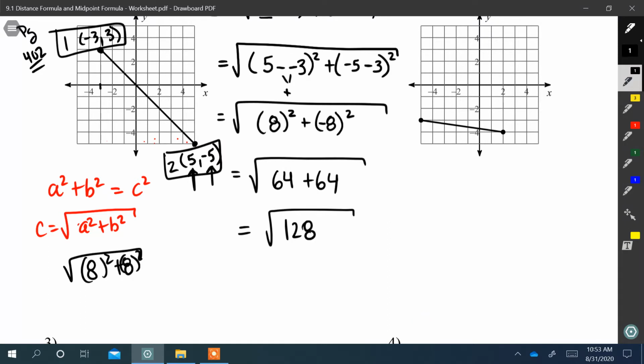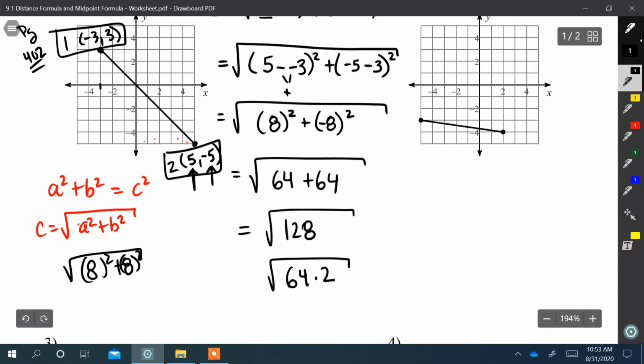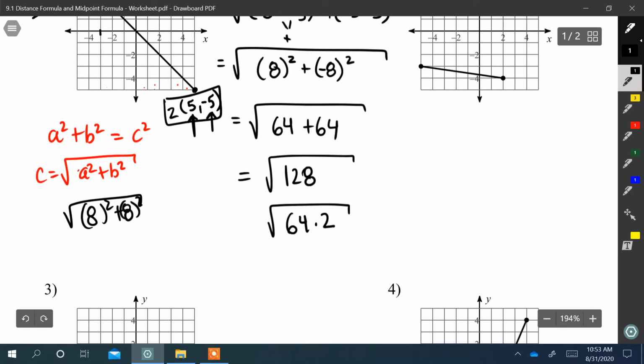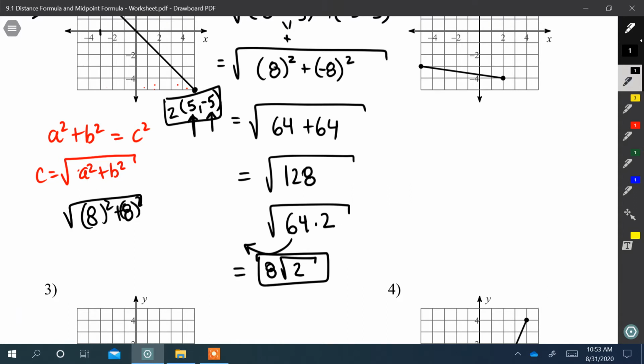Now I do want to simplify that answer. Let's think of perfect squares for this. I know that, for example, 64 times 2 will give me 128. And the square root of 64 is 8. So the answer is 8 times square root of 2.